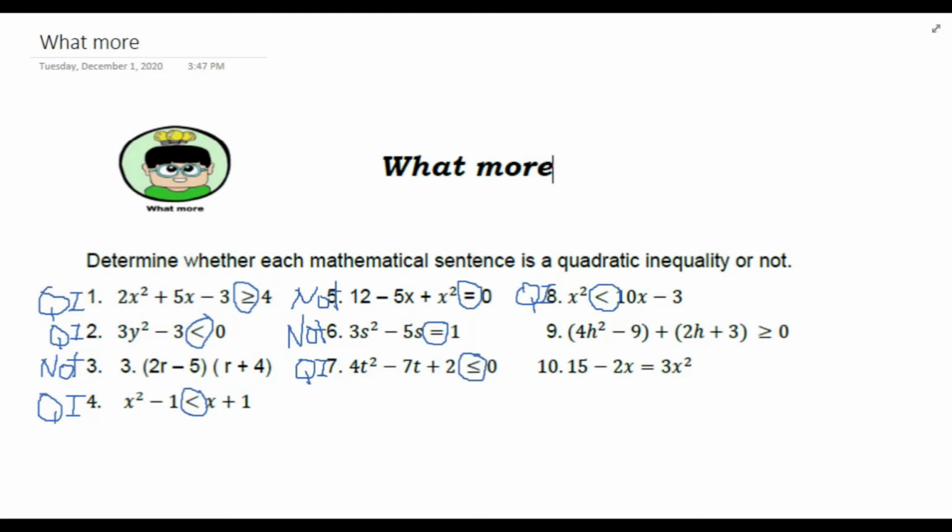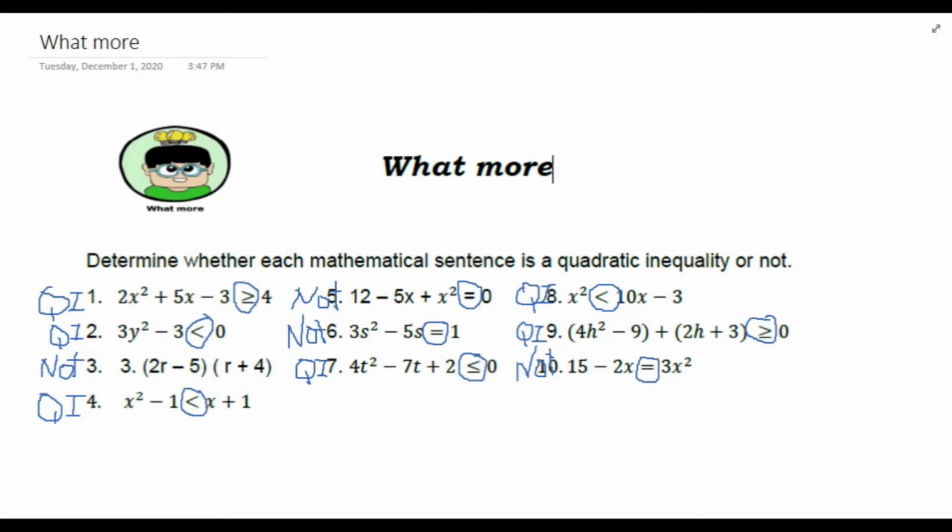Okay, how about number 9? This is also a quadratic inequality. Okay, and the inequality symbol is greater than or equal to. Okay, last na tayo. This is not a quadratic inequality. Okay, very good, because it is not separated by an inequality symbol but rather an equation symbol.